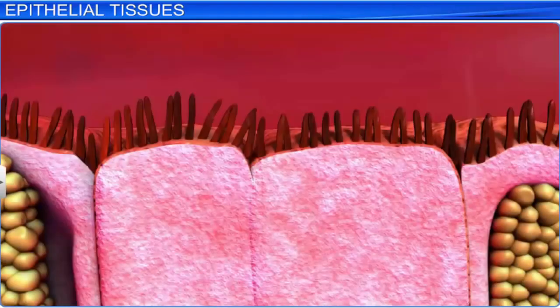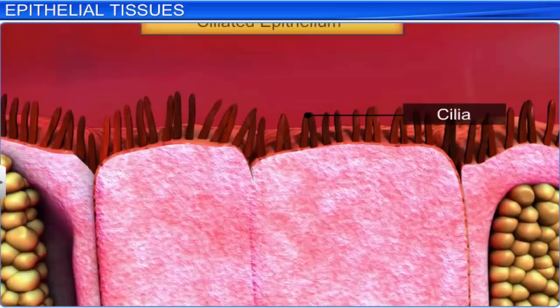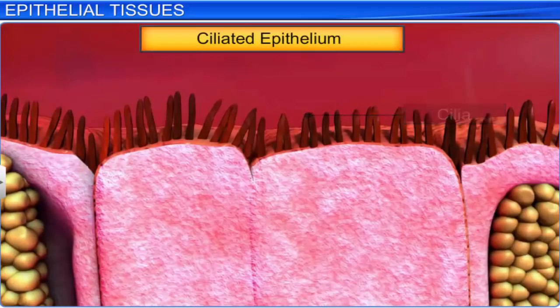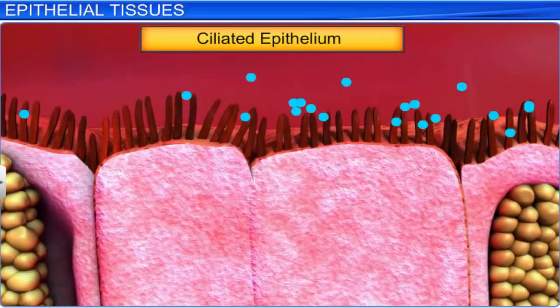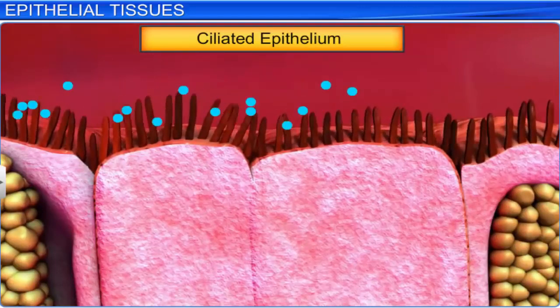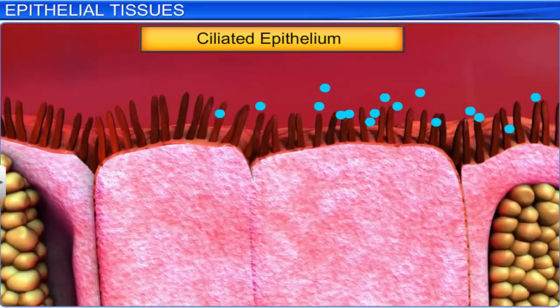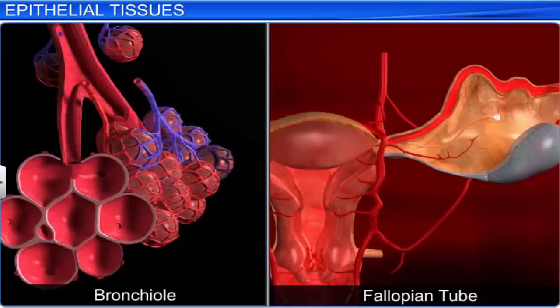Some cuboidal and columnar cells have cilia on their free surface, and are therefore called ciliated epithelium. These cilia keep lashing and move particles or mucus in a specific direction. They are found on the inner surface of bronchioles and fallopian tubes.